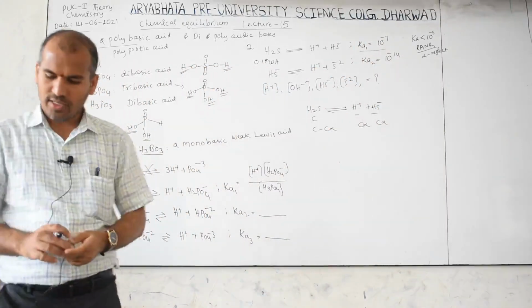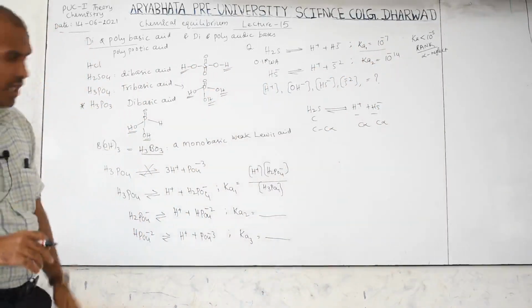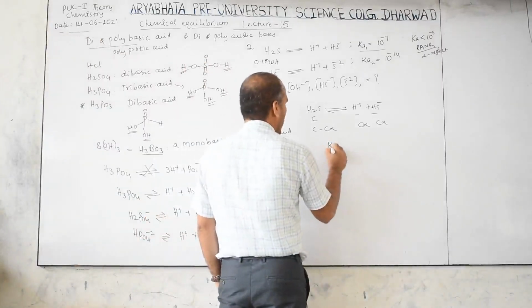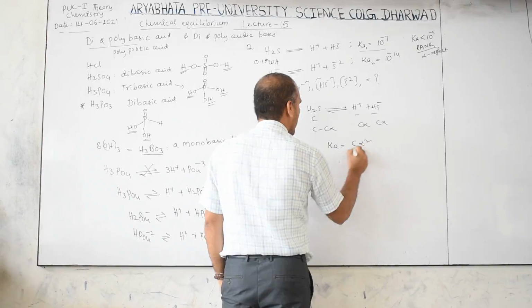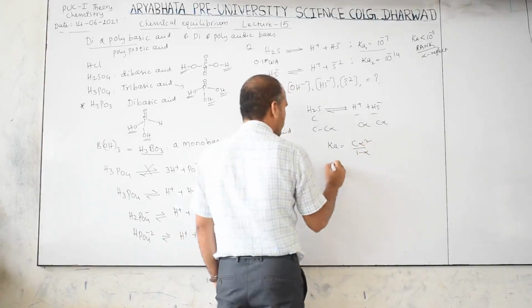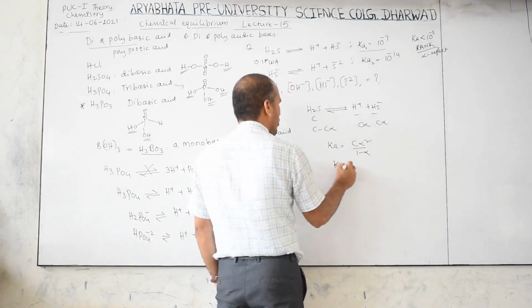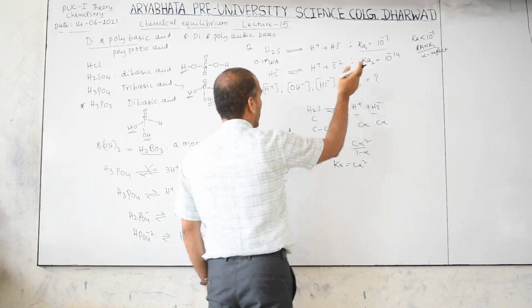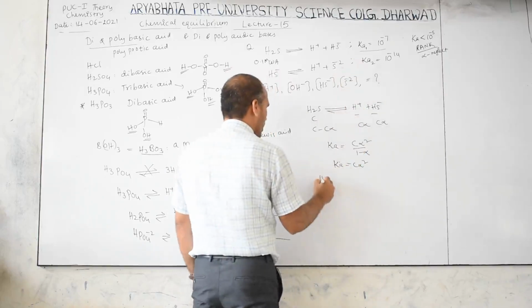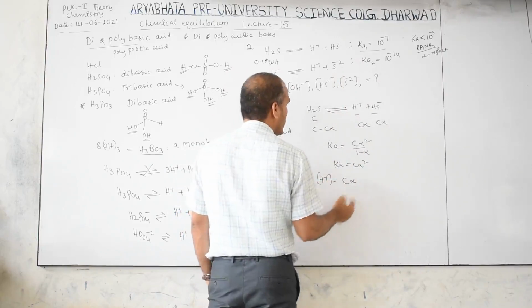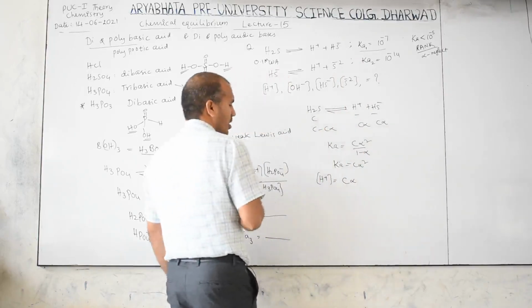So in such cases, how to calculate? We know the formula Ka is equal to C alpha square by 1 minus alpha. Then with alpha neglected, what is left here? Ka is equal to C alpha square. Then what is the H plus ion concentration? C alpha. The H plus ion concentration is equal to C alpha. Alpha is not given anywhere here.